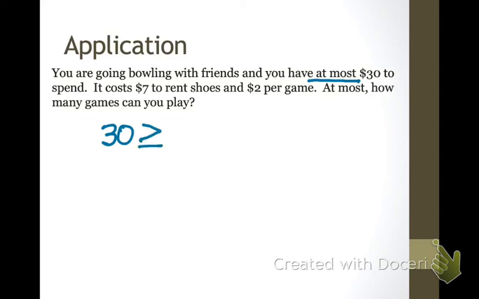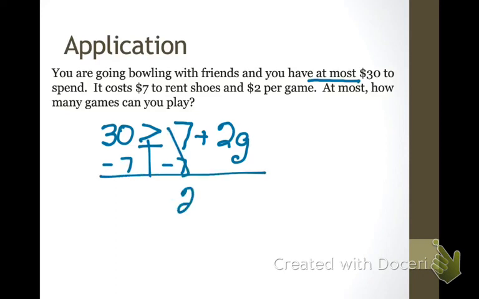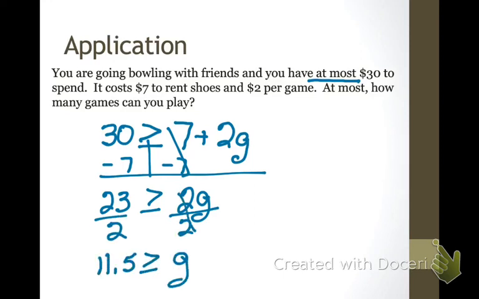Now, to bowl, you just rent shoes once. So I've got the 7. And then also I've got $2 every game. And let's call games G. So I've got plus 2G. Now I can solve this, and I can subtract 7 from both sides, and I get that 23 is greater than or equal to 2g, divide by 2, and this time I am going to turn it into a decimal, and I'm going to say 11.5 is greater than or equal to g.